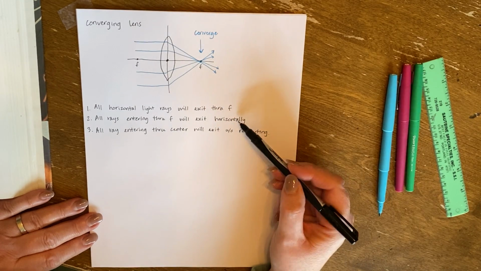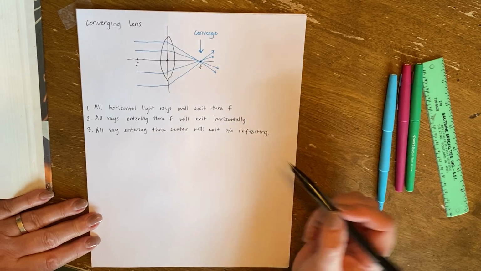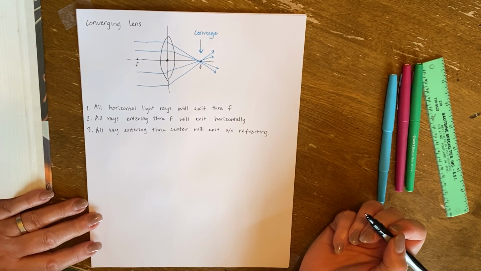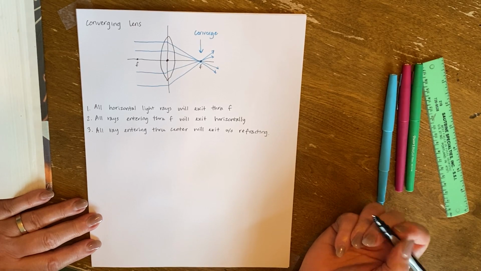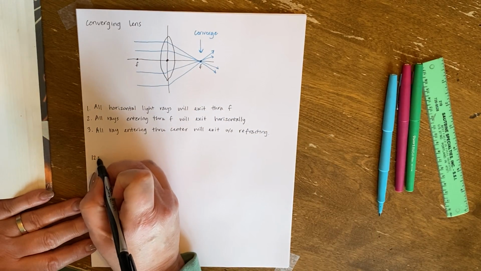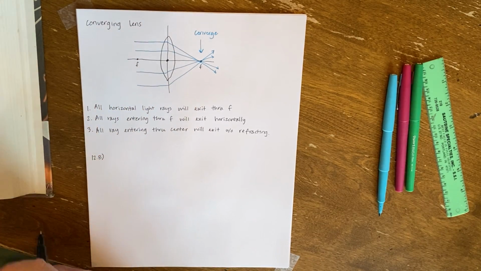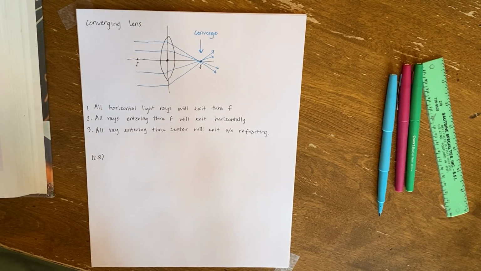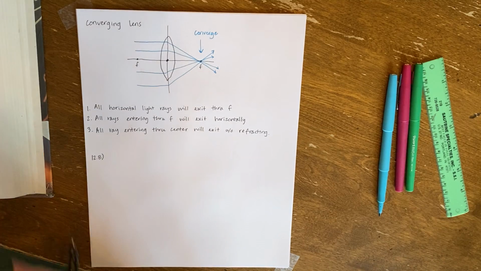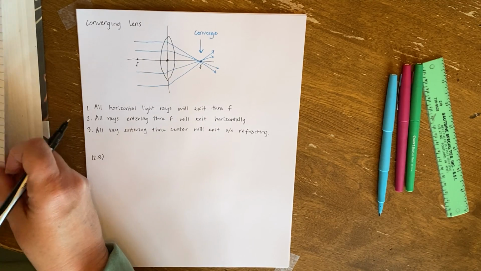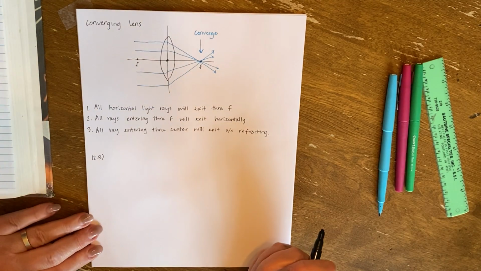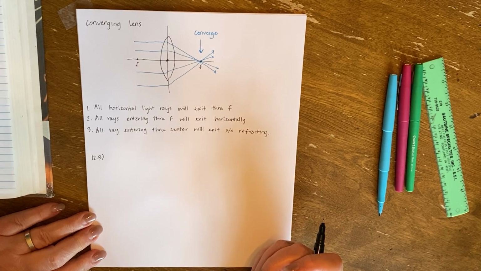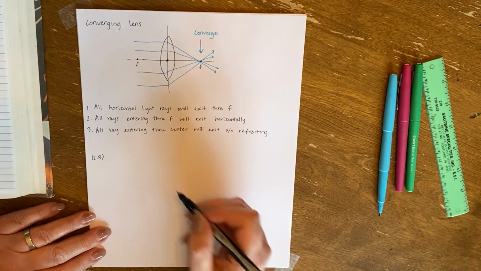Okay, so if we follow these three rules, we can then predict how an image will look as we view it through a lens. An example of this can be found in On Your Own 12.8. On page 408, we're told a converging lens has focal points that are 8 centimeters away from its center.